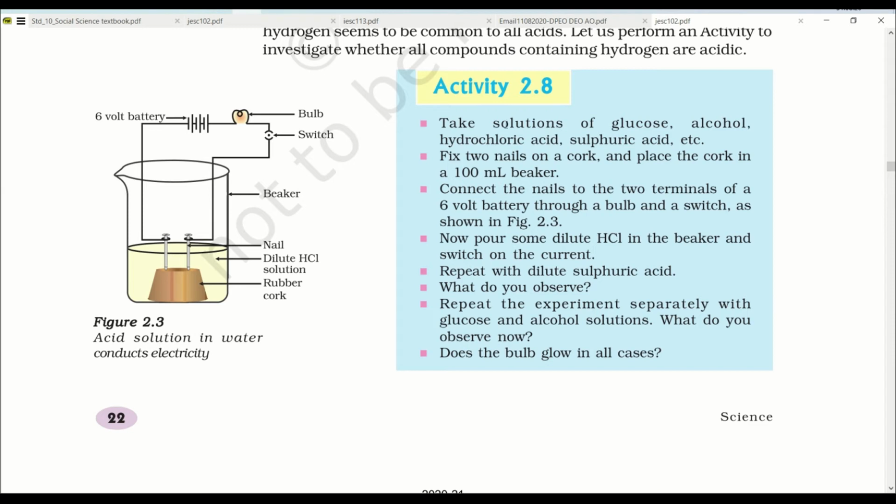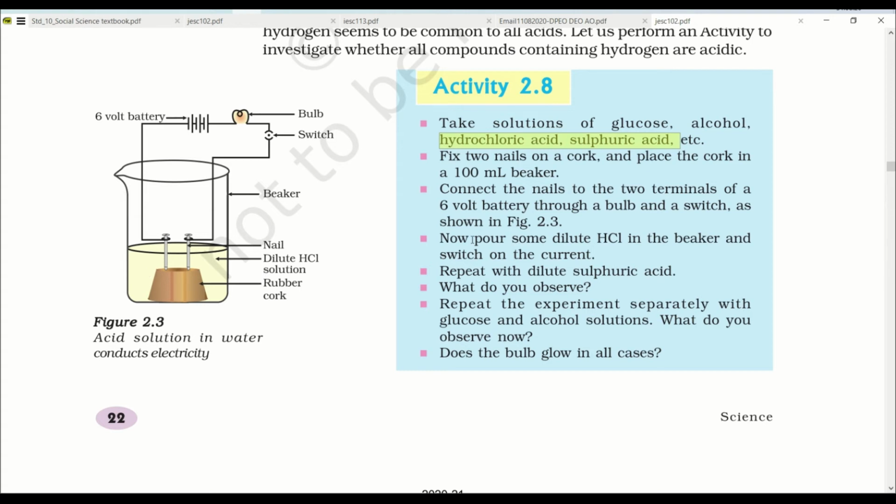Activity 2.8: take solutions of glucose, alcohol, hydrochloric acid, sulfuric acid, etc. Fix 2 nails on a cork and place the cork in a 100 ml beaker. Connect the nails to the 2 terminals of a 6-volt battery through a bulb and a switch as shown in figure 2.3. Now here you can see this is a rubber cork, that means it's an insulator. The 2 nails don't touch each other, but they have a common surrounding, that is dilute hydrochloric acid, sulfuric acid, alcohol or glucose, any one of them.